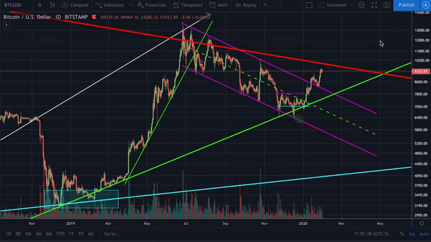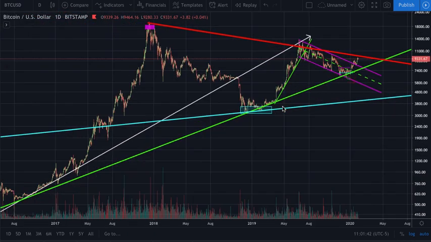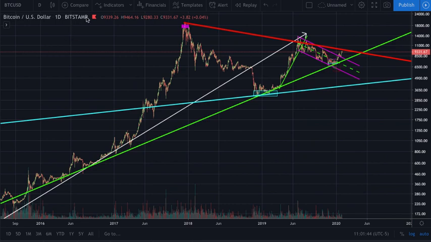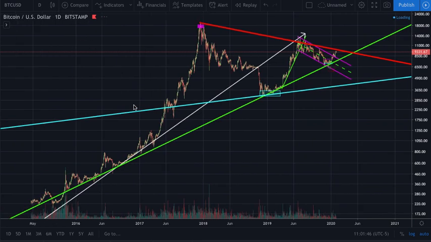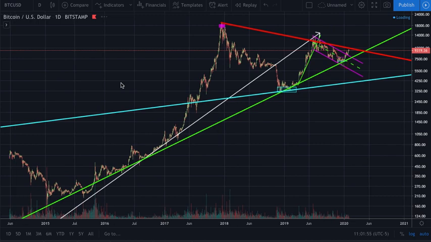Alright, so here we have our daily Bitcoin chart, and this is Bitstamp exchange. I'm going to make this chart available. The link will be in the notes for the TradingView link, so you can just punch this into your browser and it will take you straight to this chart with all the lines that I've already got in here and everything.